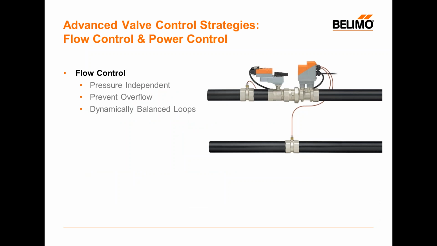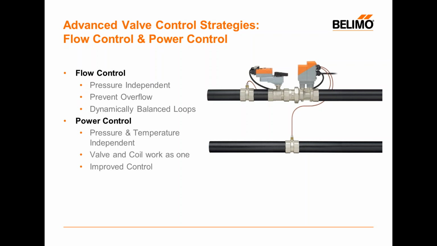So as we've looked at this today, we've looked at our advanced control strategies, and we looked at flow control, which makes us fully pressure independent, prevents overflows, and dynamically balances our loops. We can add on power control to that. And power control is pressure independent, but it's also temperature independent. And it makes the valve and the coil work as a single unit. And it still includes all of these benefits that we get from flow control: it will stabilize pressure and prevent overflows, and it's dynamically balanced. And so we have a lot of really great options for control with the Belimo Energy Valve.